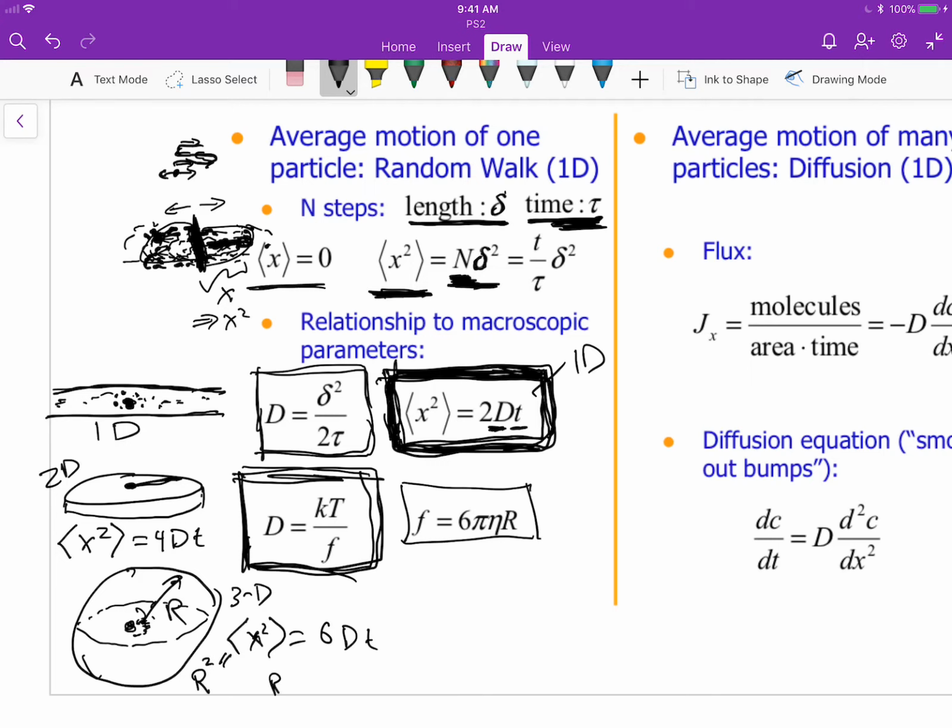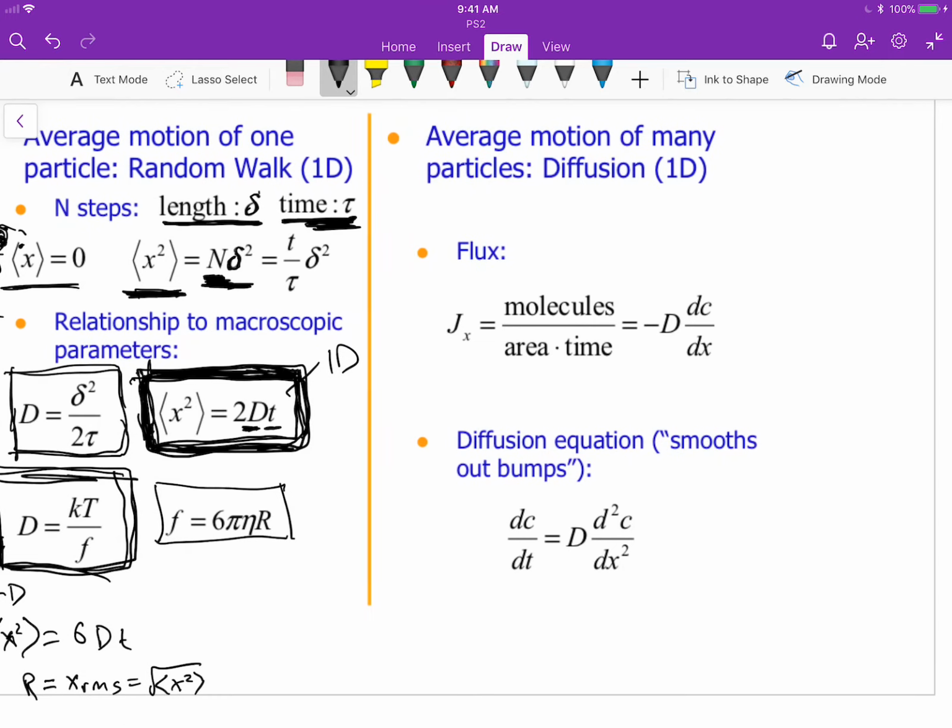You're essentially saying that r is equal to x RMS, which is equal to the square root of the average x squared. These are the different situations. In your homework 10 you had a problem involving a neuron and a bunch of particles in a narrow tube, so you do a 1D random walk. You also saw one with a disk, and I think we've also looked at some 3D examples.